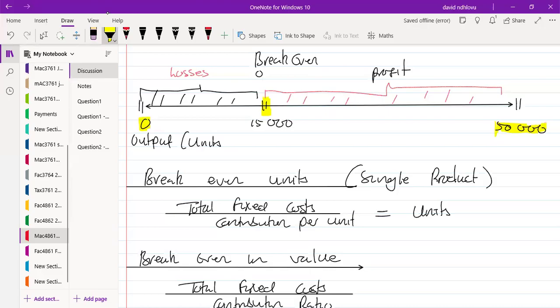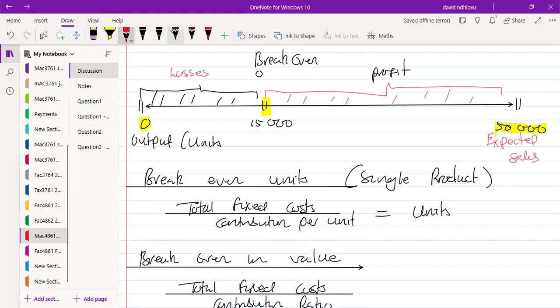Right. However, if you exceed the quantity of 50,000, you do not know how cost will behave. It's an unknown area that is over and above 50,000. So your relevant range is actually 50,000. So this here is called expected sales. This is your expected sales quantity.